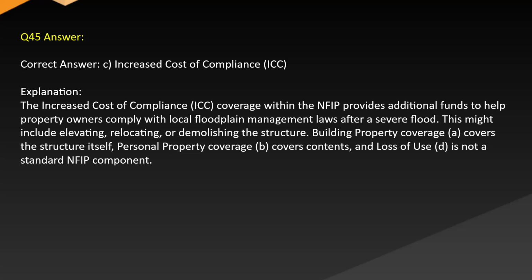Explanation. The increased cost of compliance coverage within the NFIP provides additional funds to help property owners comply with local floodplain management laws after a severe flood. This might include elevating, relocating, or demolishing the structure. Building property coverage, A, covers the structure itself. Personal property coverage, B, covers contents and loss of use. D is not a standard NFIP component.